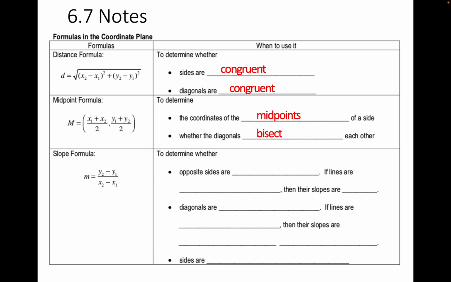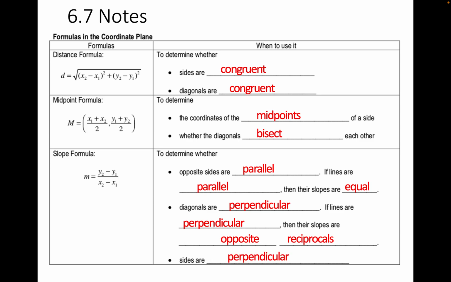And then finally, you can use the slope formula to determine whether opposite sides are parallel, because of course, if lines are parallel, then their slopes are equal. You can determine, for example, whether diagonals are perpendicular, like in a rhombus, where diagonals are perpendicular. And if lines are perpendicular, then their slopes are opposite reciprocals. You could also determine, for example, whether sides are perpendicular, for example, in a rectangle or square. To determine whether or not 2 lines are perpendicular, they have opposite reciprocal slopes.